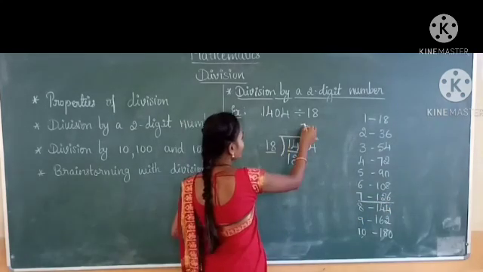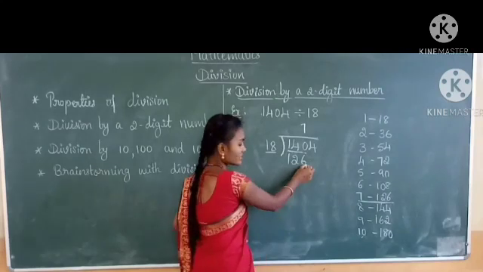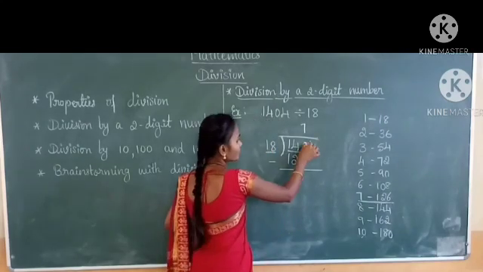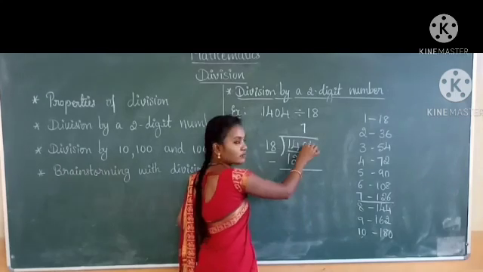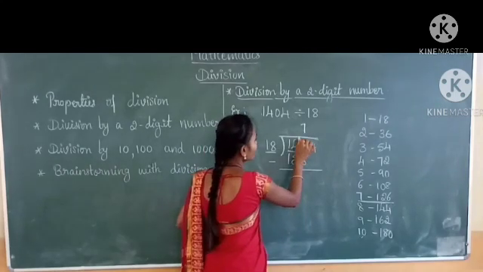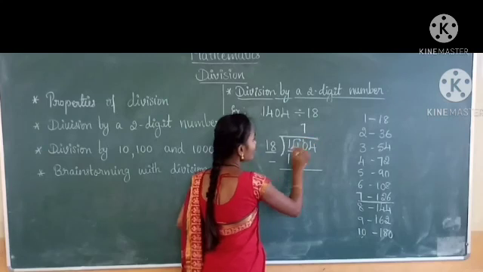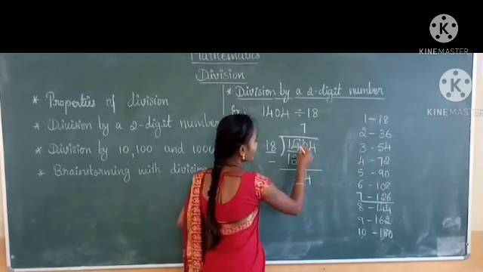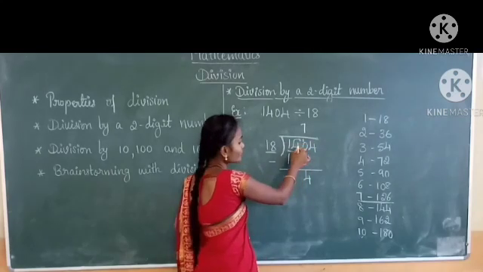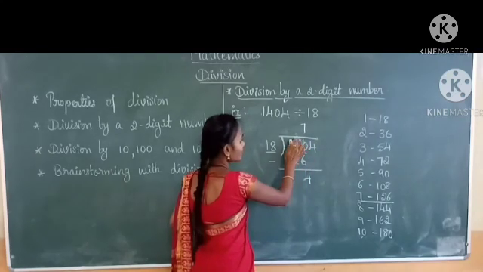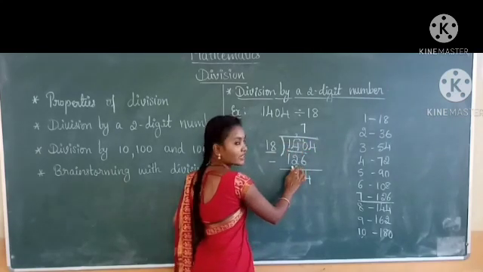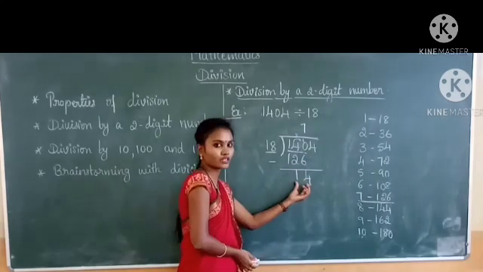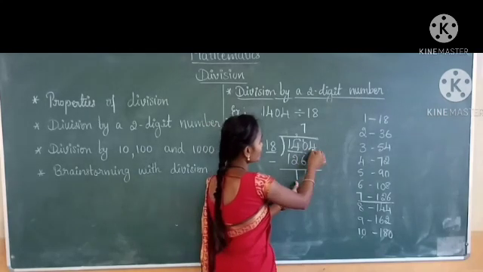Therefore write 18 sevens are 126. Now you have to subtract this number. We cannot subtract 6 from 0. Therefore we will take 1. Then it becomes 10. 10 minus 6 is 4. And here if we give 1 from 4, the remaining is 3. 3 minus 2 is 1. So it is 14. The next number is 4.